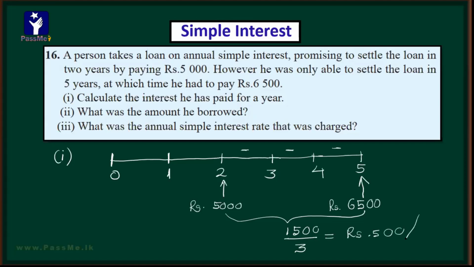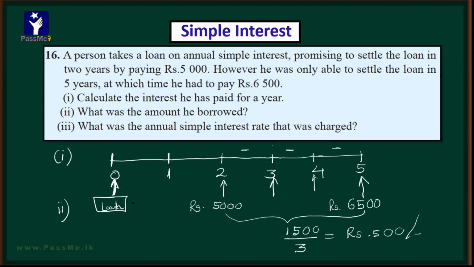What is the value of 500? 500 means each year at the end of the year you have to pay an additional 500 rupees as simple interest. After 3 years you have to add 500 additionally as simple interest. So that is the part 1 answer. Part 2 asks what was the amount he borrowed, that is, the initial value, which is called the loan.